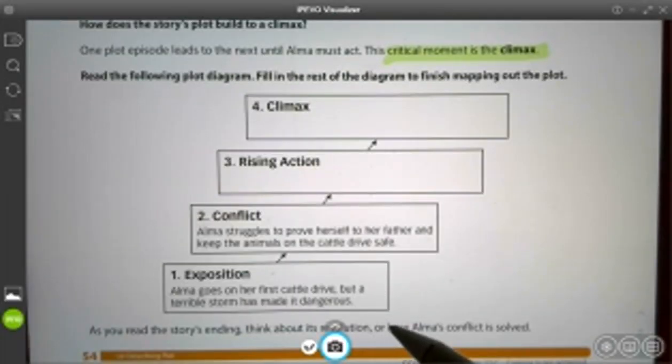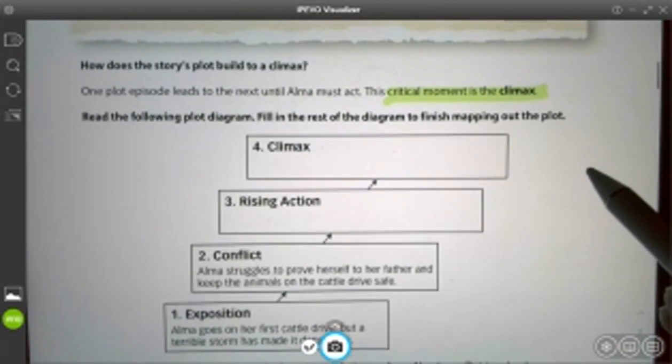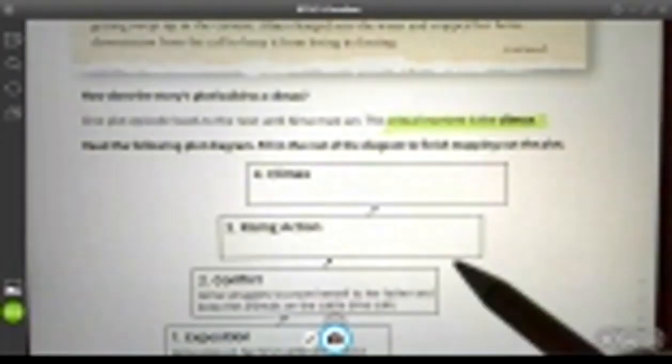Okay. So at the beginning, we can talk about our exposition. That's our beginning. Alma goes on her first cattle drive, but a terrible storm has made it dangerous. And then she gets a conflict. She struggles to prove herself to her father, and I'm seeing two conflicts. One, she struggles to prove herself to her father, and then keeping the animals on the cattle drive safe. They are two conflicts, but they do go together because in order to prove herself, she has to keep the animals safe. So let's think about what the rising action is.